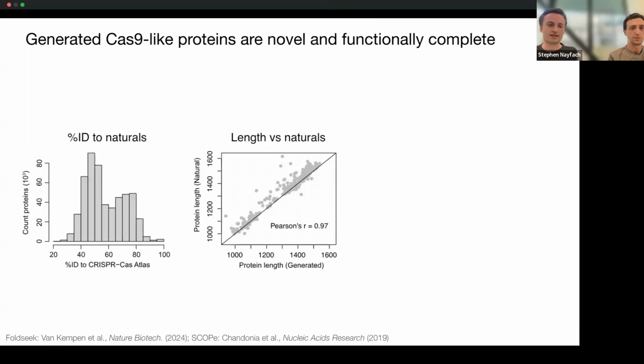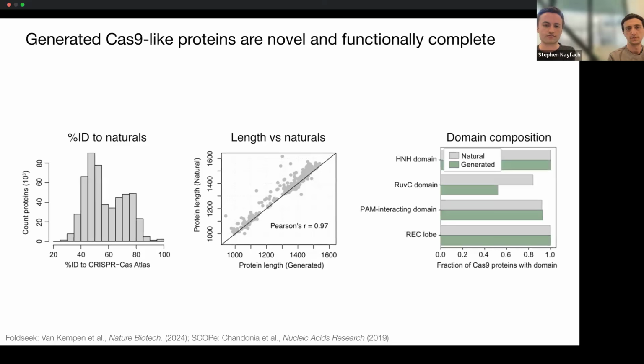When we take the generated proteins and the naturals and co-cluster them, we can also look at how well the lengths of those proteins correspond. So this can be maybe a coarse sign that the proteins look realistic. In fact, when we plot these against each other, you can see we have a really strong Pearson correlation of 0.97, meaning that when you co-cluster the generated and natural proteins, they're generally the same length as each other.